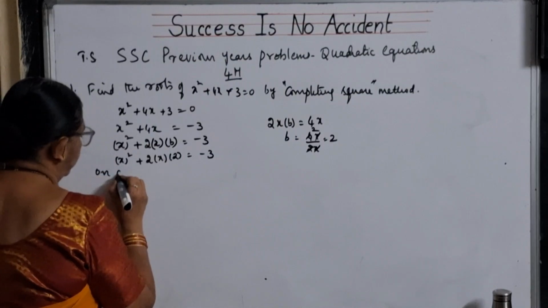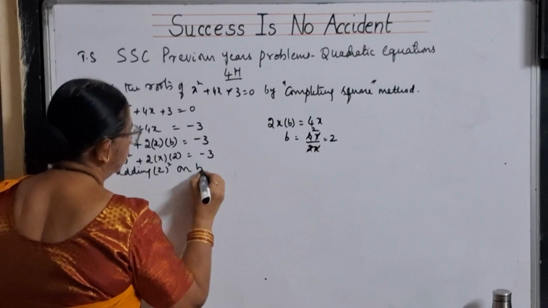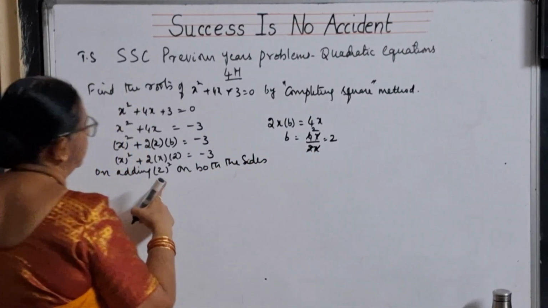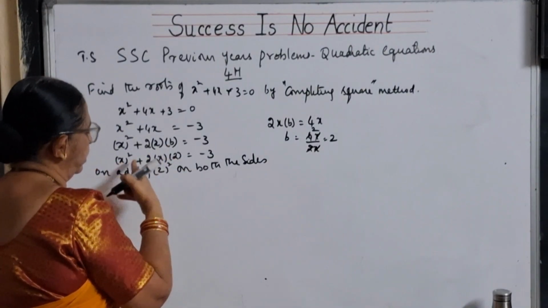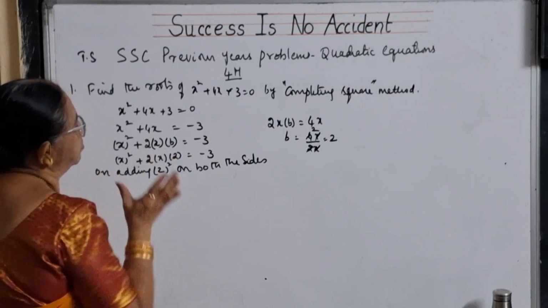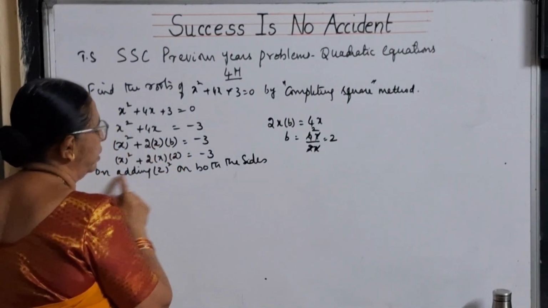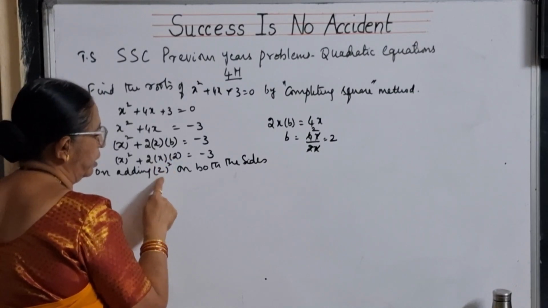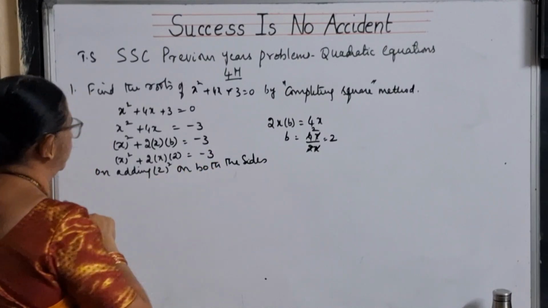So on adding 2 square on both the sides. Why are we taking 2 square children? Because we have got b value as 2. So a square plus 2ab plus b square means it becomes a plus b whole square. So we need to get it in the form of a plus b whole square. To make it in the form of a plus b whole square, we are in need of 2 square. But when we are adding 2 square on left side, we need to add it on the right side also.